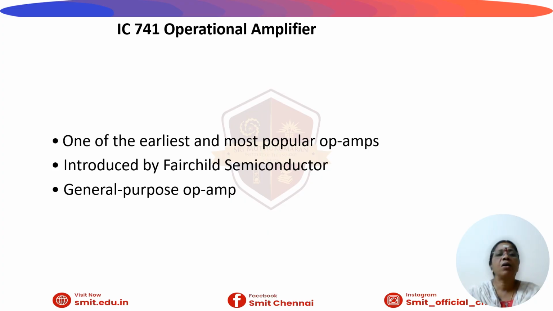The commonly available op-amp IC is IC741. It is one of the earliest and most popular op-amps. It was introduced by the company Fairchild Semiconductor. It is a general purpose op-amp and it consists of an 8-pin IC with a flat type or metal can type.